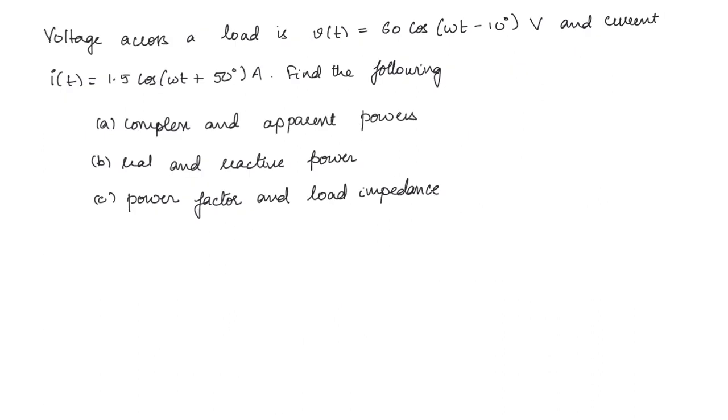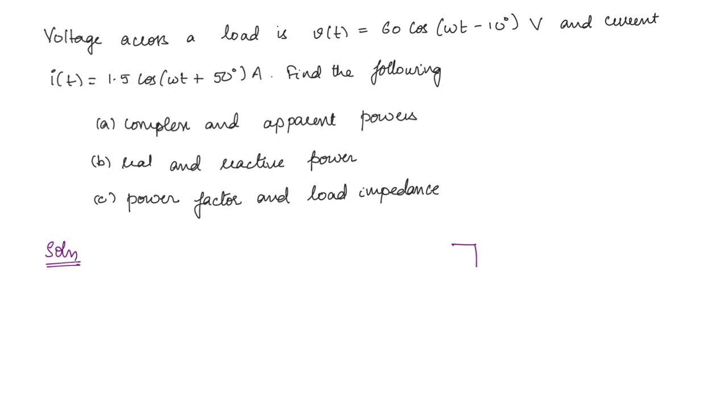Next question, the voltage across a load is V(t) = 60 cos(ωt − 10°) and the current is I(t) = 1.5 cos(ωt + 50°). Find the following. You have three different bits. First is complex and apparent power, next real and reactive power, finally power factor and load impedance. So we will see how to do this. You can pause the video and try for yourself and see the final answer.